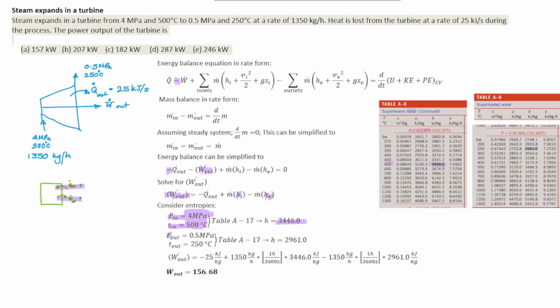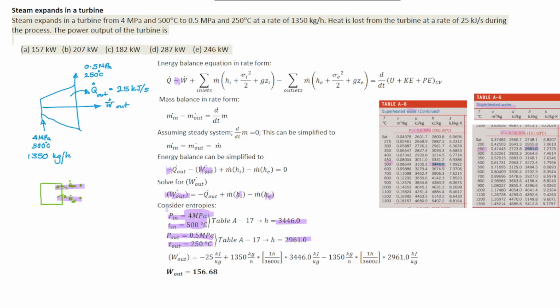Similarly, we have the pressure and temperature for the outlet, so we are going to assume that it is going to be superheated, and we go into the given pressure table under superheated water, and in front of 250 degrees Celsius, our temperature, we have this enthalpy, so that is the h e.